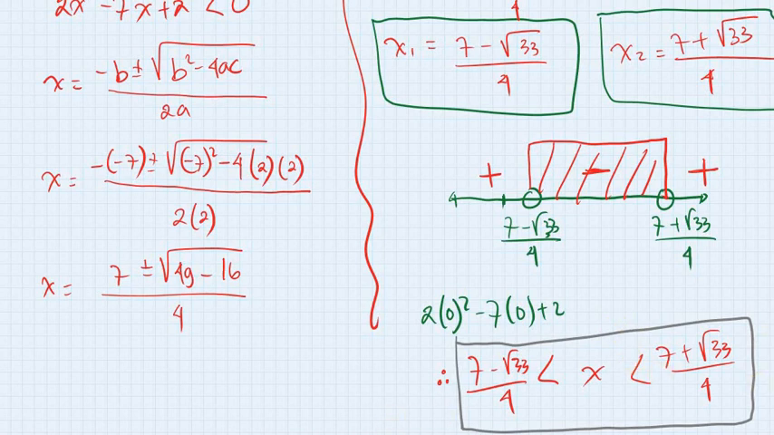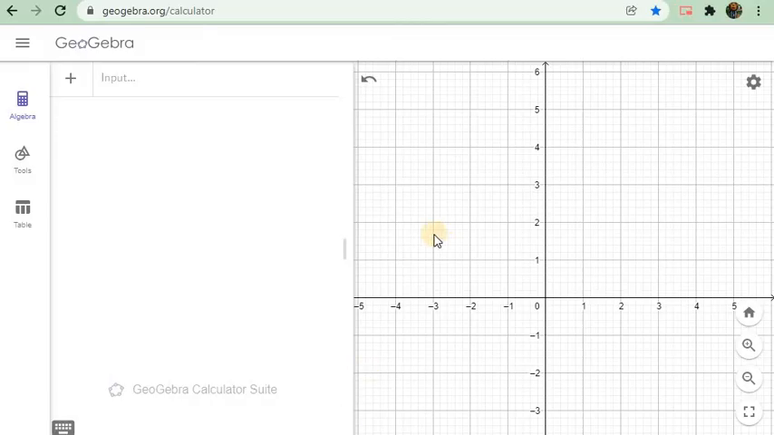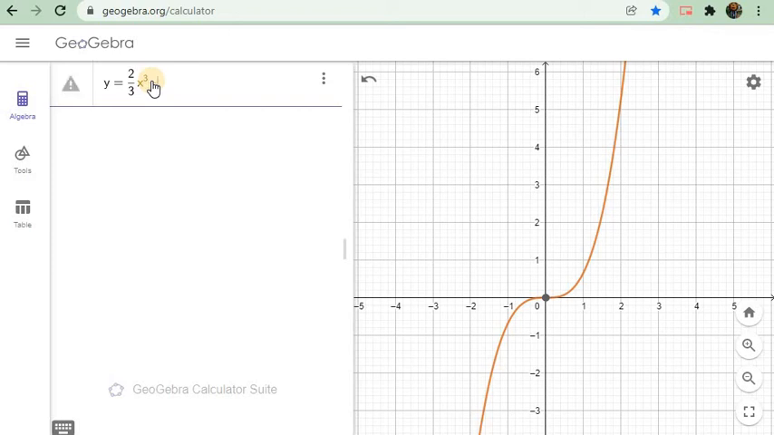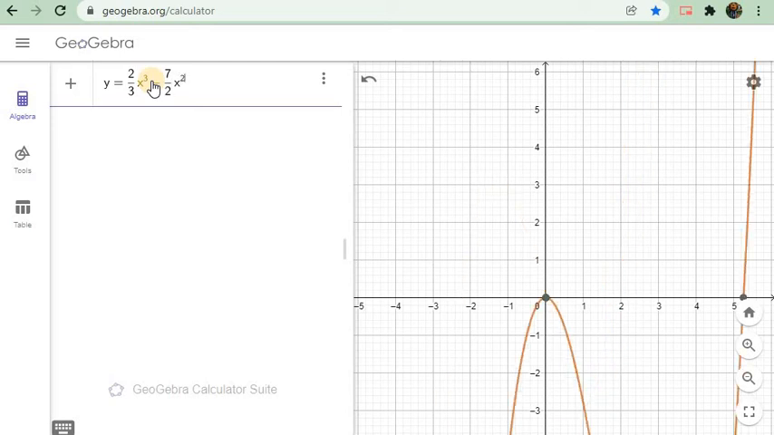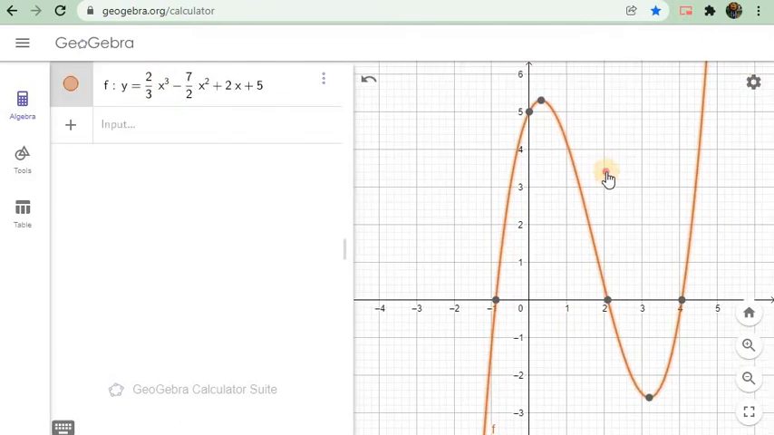Let's try to verify all of this using our GeoGebra. We just need to input the equation: y equals 2 over 3 x to the power of 3 minus 7 over 2 x squared plus 2x plus 5. If you can see, this is the graph.